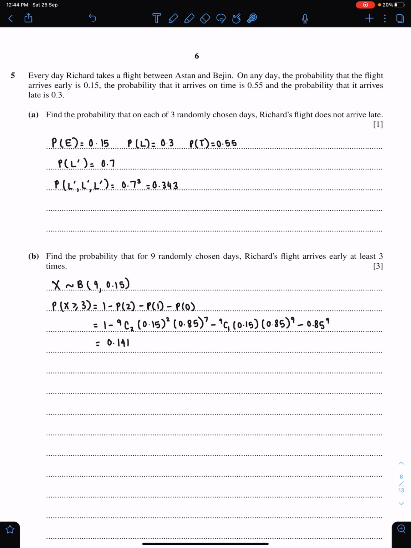Part A. Find the probability that on each of three randomly chosen days his flight does not arrive late. Does not arrive late means on time or before time. So the probability of late is 0.3, does not arrive late means 0.7. So L complement, L complement, L complement. On three randomly chosen days, his flight does not arrive late. So L complement first day, L complement second day, L complement the third day. So 0.7 power 3 will give you the answer.